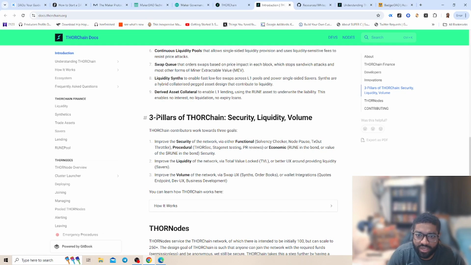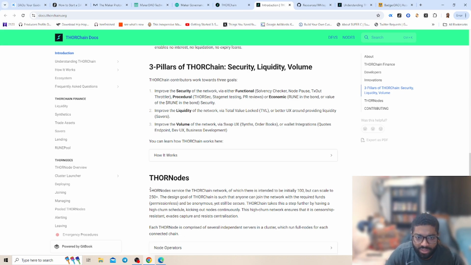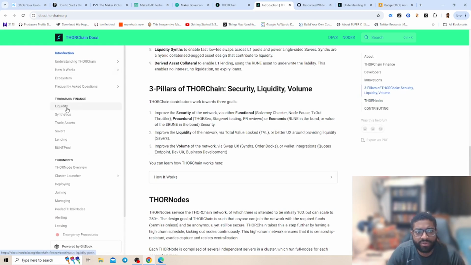Pillars of Thorchain: security, liquidity, and volume. Improve the security of the network, improve the liquidity of the network with total value locked and a better UX around providing liquidity, and improve the volume of the network via swap UX or wallet integrations. You can learn how Thorchain works so you can contribute. Thorchain is a public project. If you want to join the community or work on Thorchain, you can join the Discord so you can understand. Also, they just have different proposals.